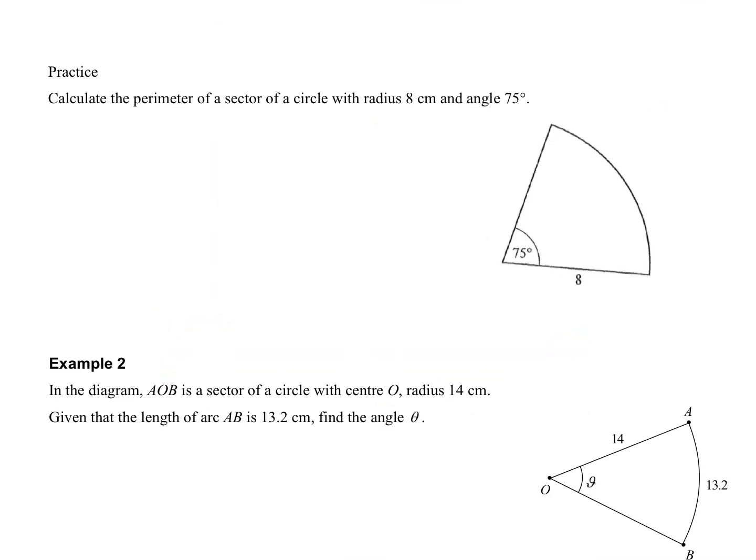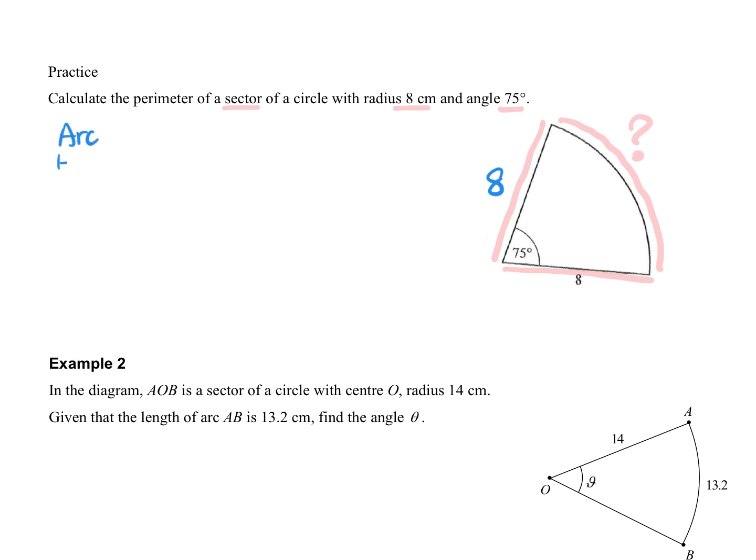Practice 1. Calculate the perimeter of a sector of a circle with radius 8 cm and the angle given to you is 75. In this case, they want the perimeter. The perimeter is made up of 3 portions. This side over here and this side over here, both of them are the radius, so this number over here is also 8. Now I need to find the arc length over here.